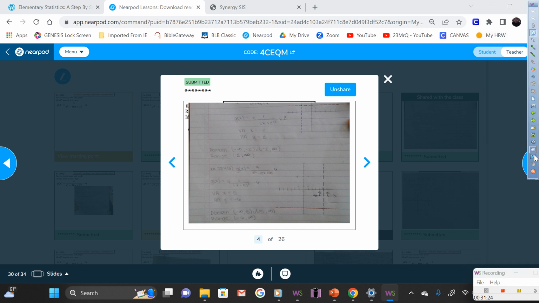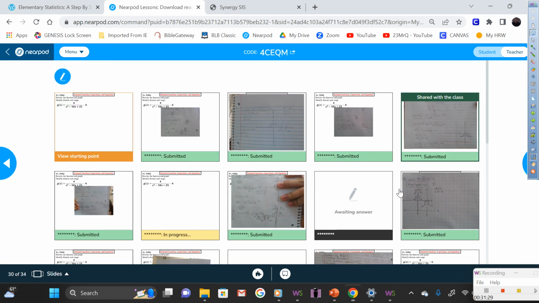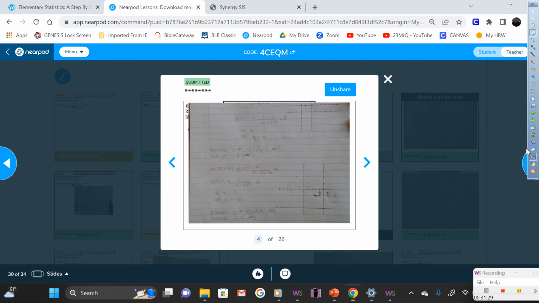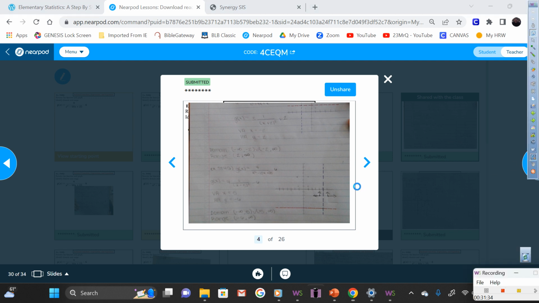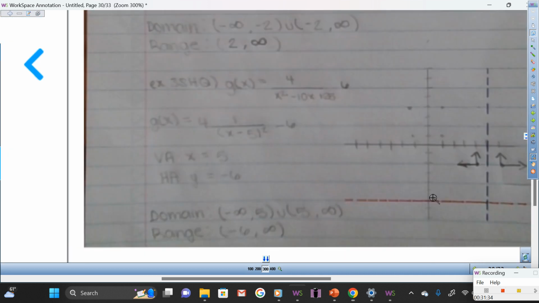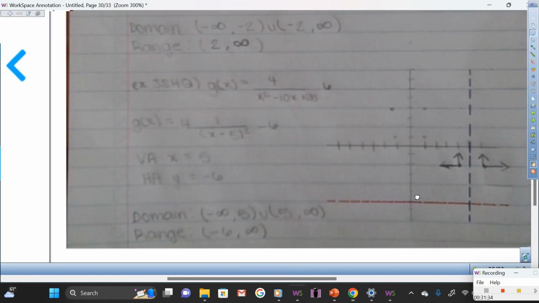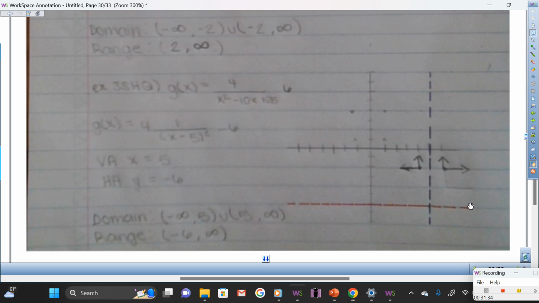Let me zoom in over here on my view. There's the correct answer on the screen. So it went up here to a stretch, and then they brought it down over here to 5 to the right and 6 down. And here's the domain and range. Make sure you make those corrections.